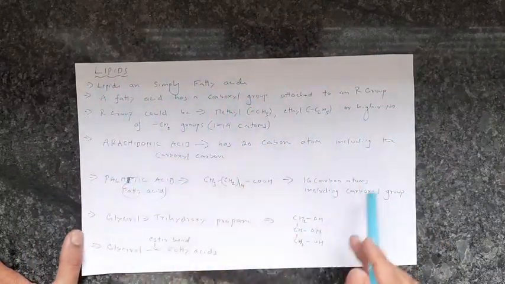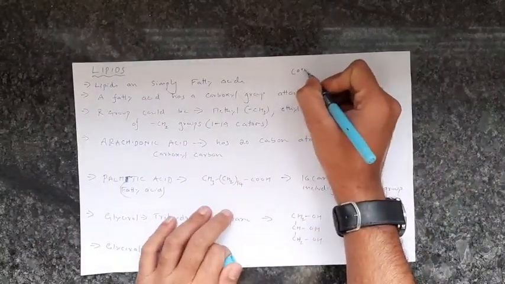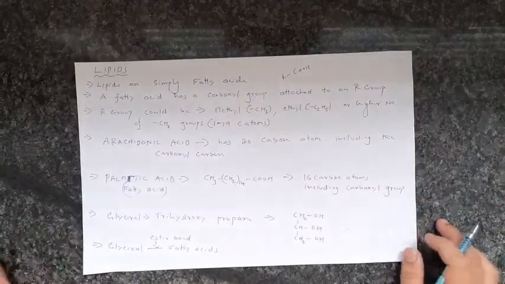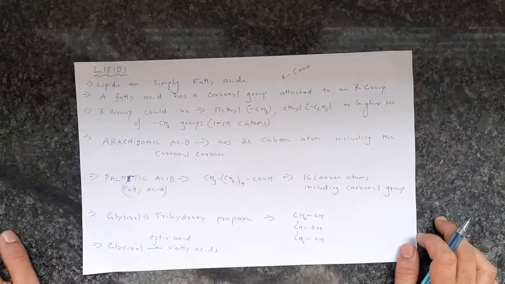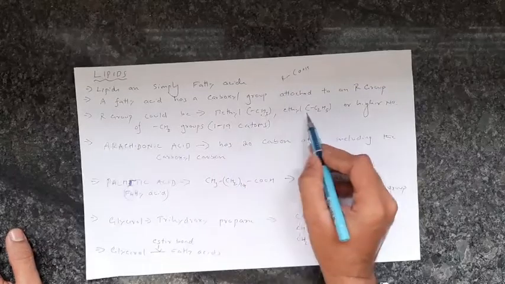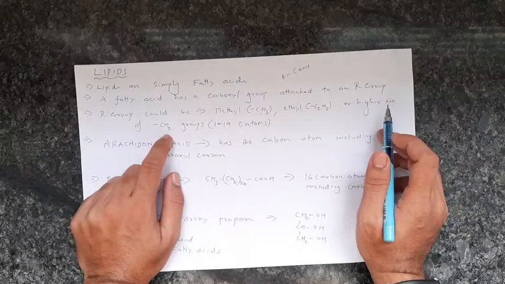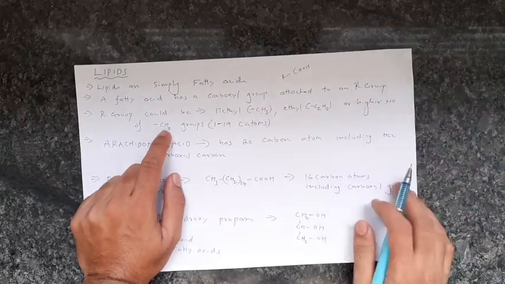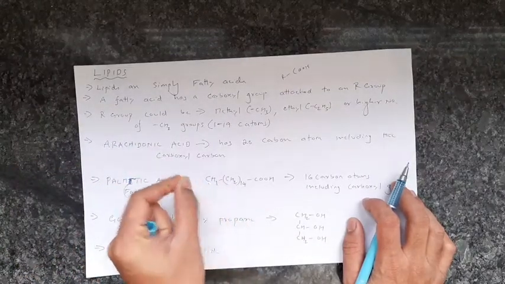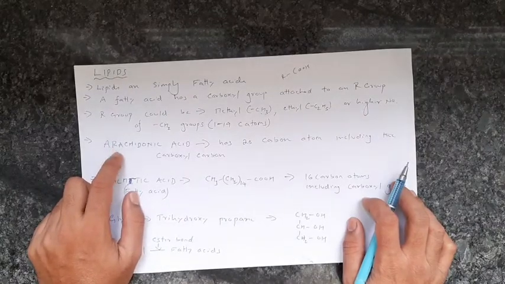A fatty acid has a carboxyl group. The compulsory thing is they should have this carboxylic group attached to an R group. Got it? This R group can be any carbon compound. So the R group could be methyl, it could be ethyl, or it could be any other compound, but it should contain carbon. The number of carbon atoms in that group could range from 1 to 19, maximum 19. It should not exceed 19. Got it? So this one, please note this, very, very important.